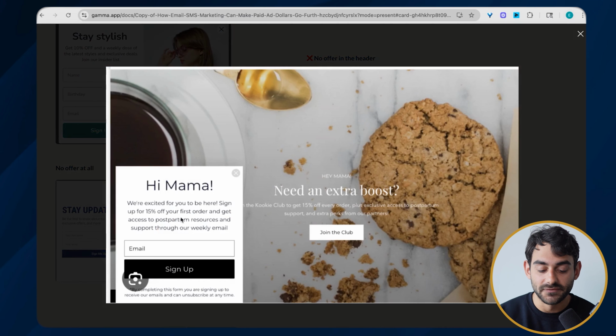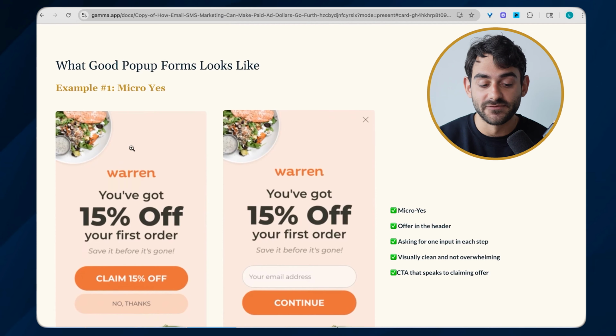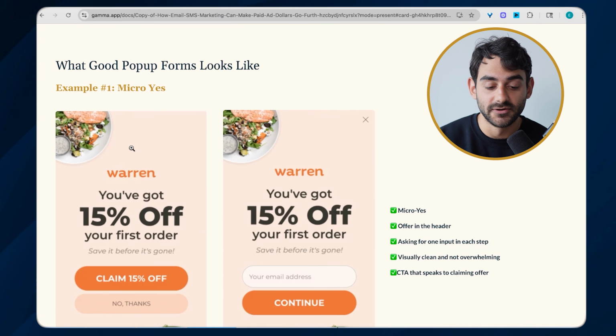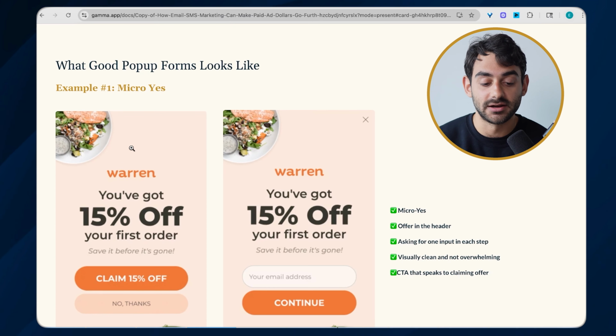And then you can have a flyout form. So simply put, we've A/B tested this 100 times across our clients, and flyout forms just don't convert as well as pop-up forms. All right, now here's a few examples of what good pop-up forms look like that can convert up to 15 to 20% of your site traffic.